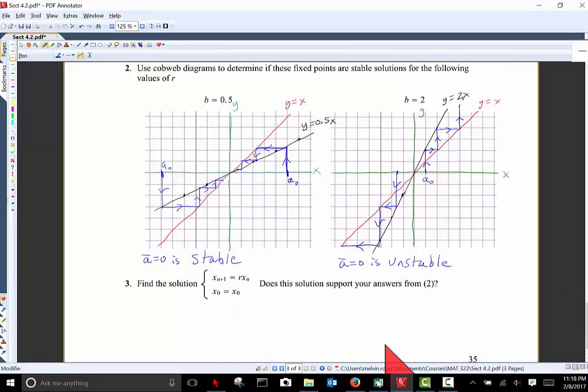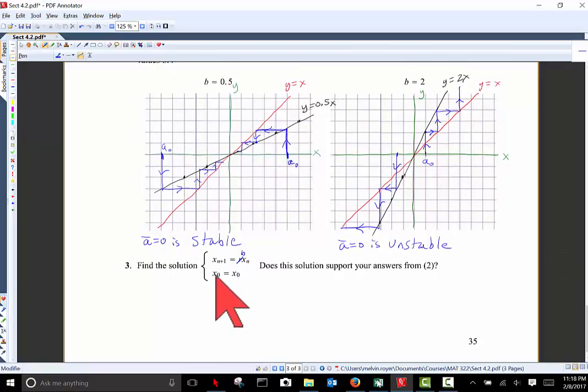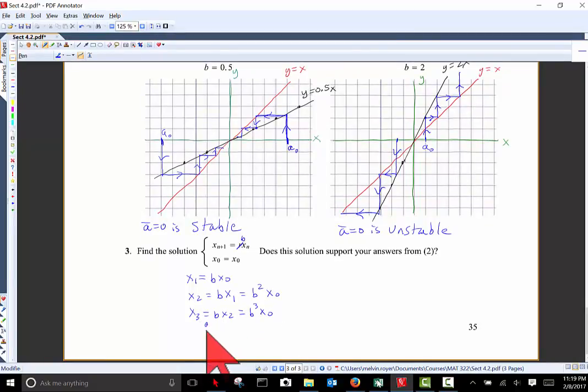So finally, find the solution. Let's match notation. This is a b. And find the solution. Well, we did a much harder case than this one already. If I just look at what happens here, x1 equals bx0, so x2 equals bx1 is b squared x0, so x3 is bx2 is b cubed x0, and so this one is easy to see that xn equals b to the n x0.